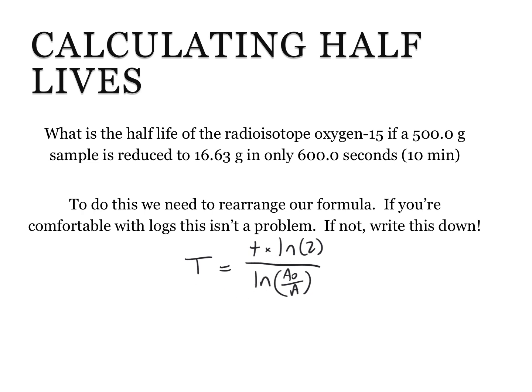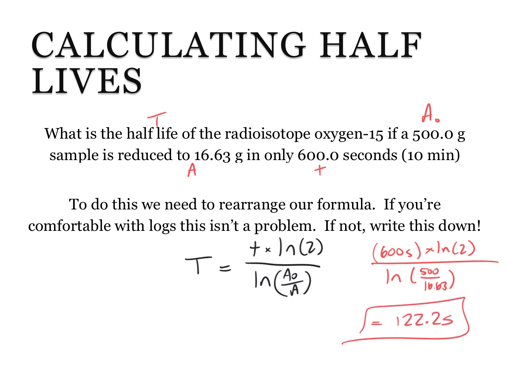So with this formula rearranged, we can tackle something like this, where I have a starting amount and a final amount, and I have a time elapsed, and I'm trying to figure out what the half-life is. So I can put 600 seconds in for T. I can put A at time 0, which was 500 grams, and then A at the end time, which is 16.63. And once I've got that, I plug it in my calculator, and I can solve for T, which is the half-life. When I punch this into my calculator, I get a final number of 122.2 seconds.